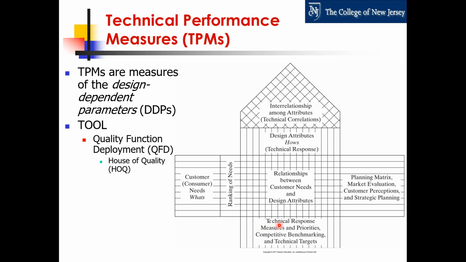Then over here, you're going to have an opportunity to highlight the interrelationship among the attributes. So technical correlations between the different attributes, because this allows you to highlight technical synergies in the addressing of a need by multiple design attributes. So those are the main parts, okay?